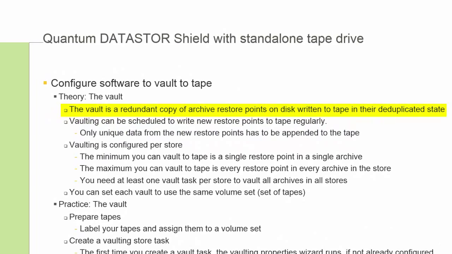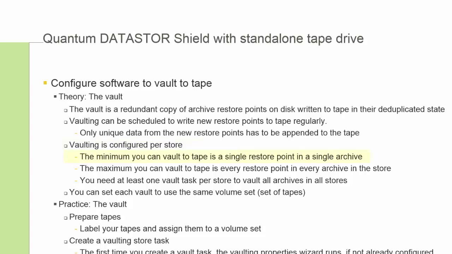The vault is a redundant copy of archive restore points that already exist on disk that are then written to tape in their deduplicated state. Vaulting can be scheduled to write new restore points to tape regularly. In this case, only the unique data from the new restore points has to be appended to the tape. Vaulting is configured on a per store basis.